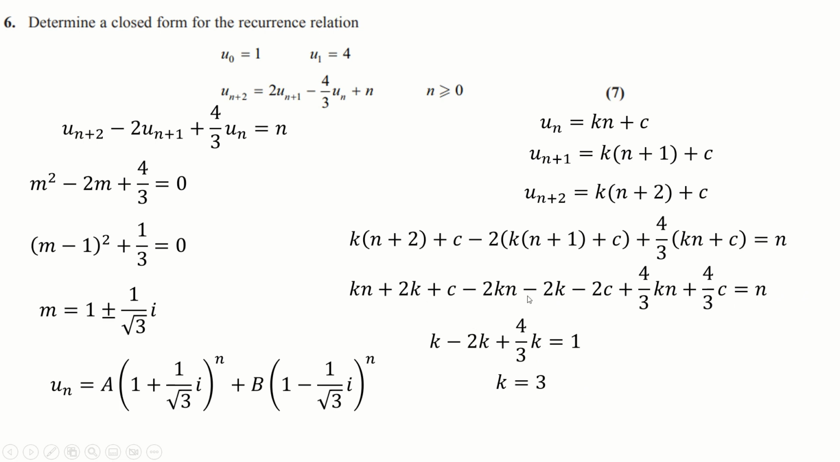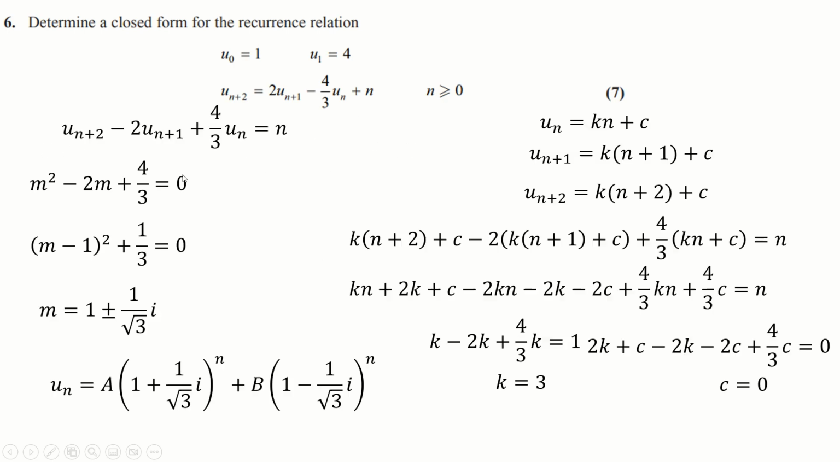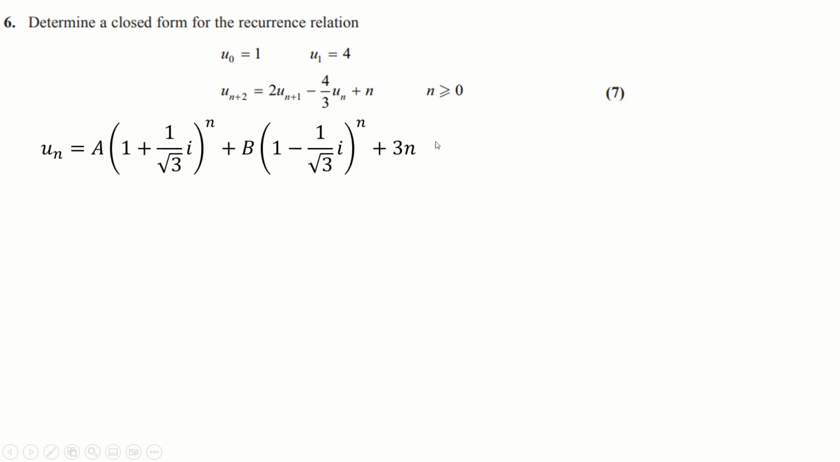But actually, look, all the k's just cancel. You're just left with c's. And if they make 0, then c must be 0. So it's actually not too bad to solve. And you end up with this as the whole answer. The k is 3, the c is 0. So this term over here just becomes 3n. And that's just what I've got there.